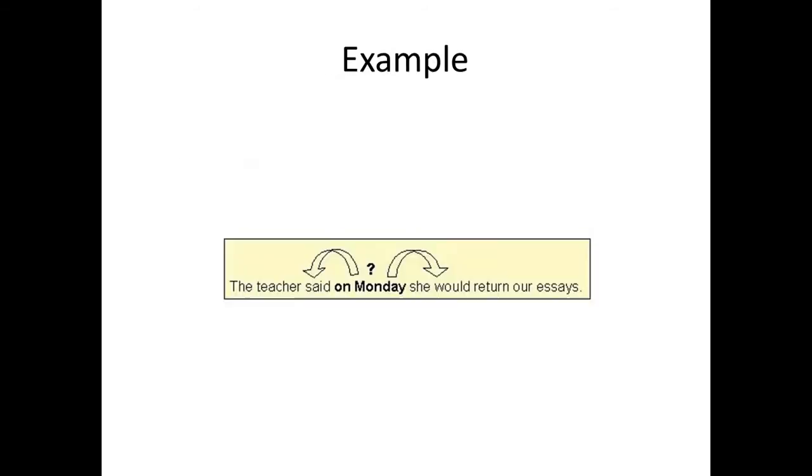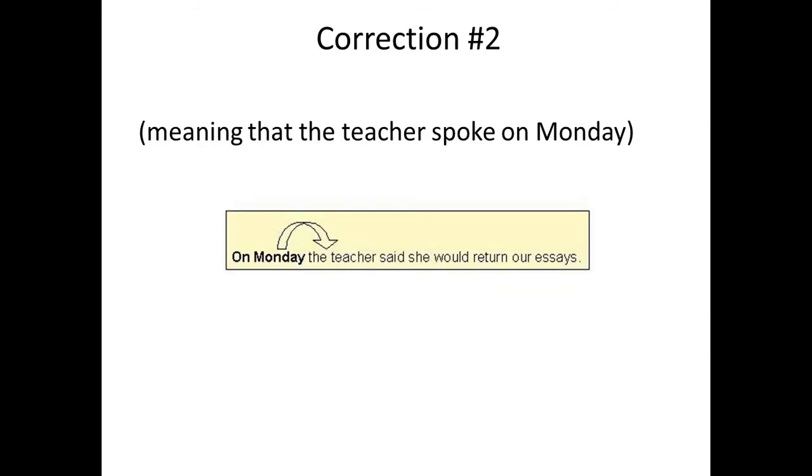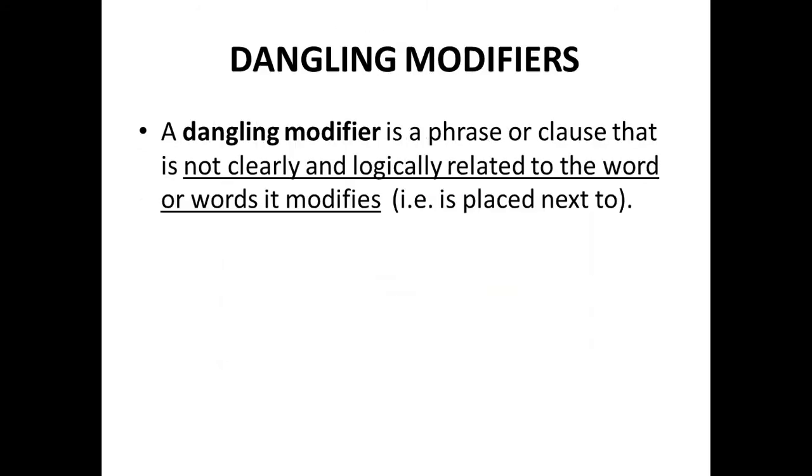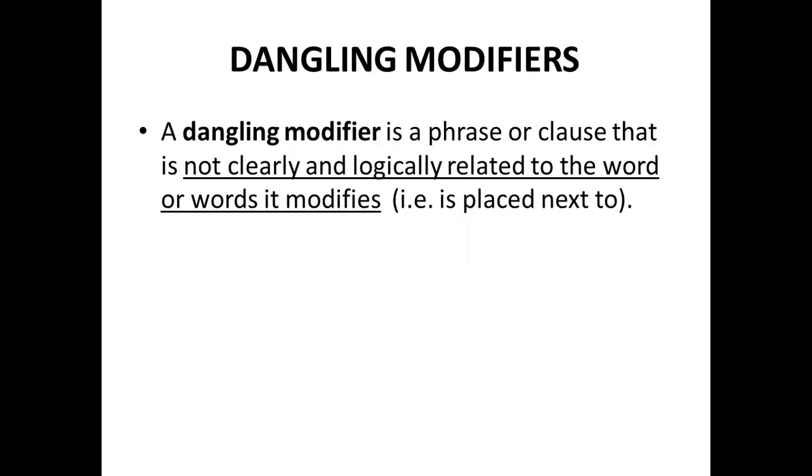So now look at here again. The teacher said on Monday she would return our essays. Correction number 1 is saying the teacher said she would return our essays on Monday. But correction number 2 is saying on Monday the teacher said she would return our essays. Now the three senses are here. So you should be very careful in these things while dealing with them in your sentences.